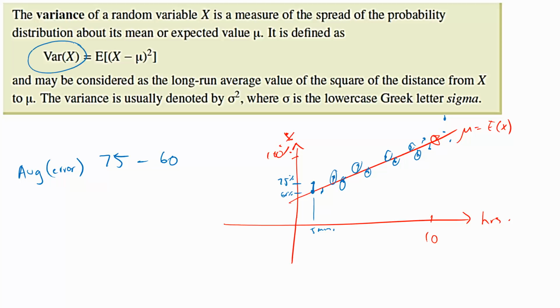That is the variance. But there's an issue with the variance right now. Can anyone see the issue? In what I'm describing, if you're just subtracting your data from my expectation, what's the issue here? You're going to get negatives.